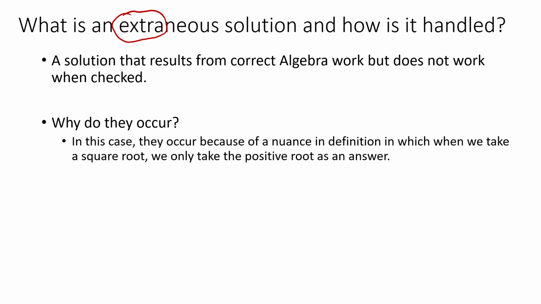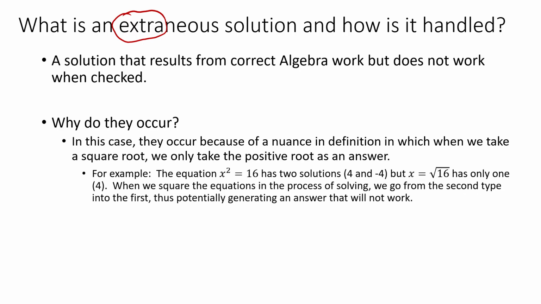So here's an example. For example, the equation x squared equals 16 has two solutions, 4 and -4. And just so we can refresh that, if we have x squared equals 16, if I plug in 4, well, 4 times 4 is 16, and so that works. But -4 also works because -4 times -4 would also give us positive 16.